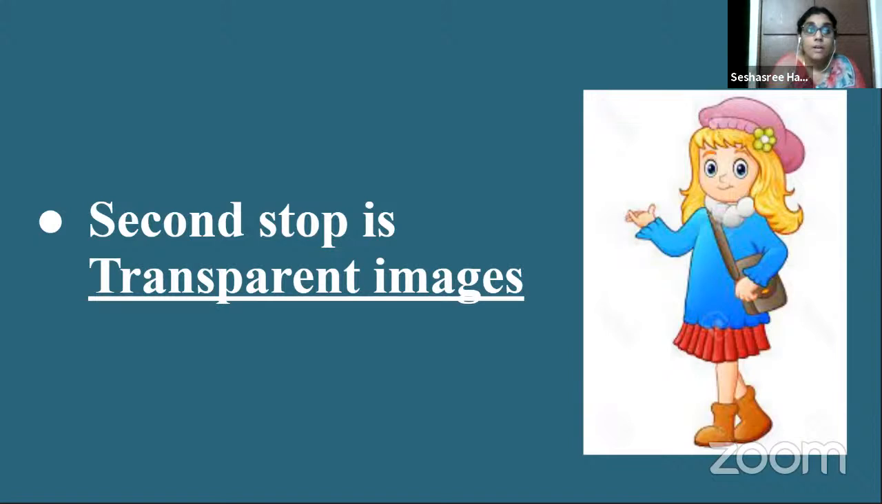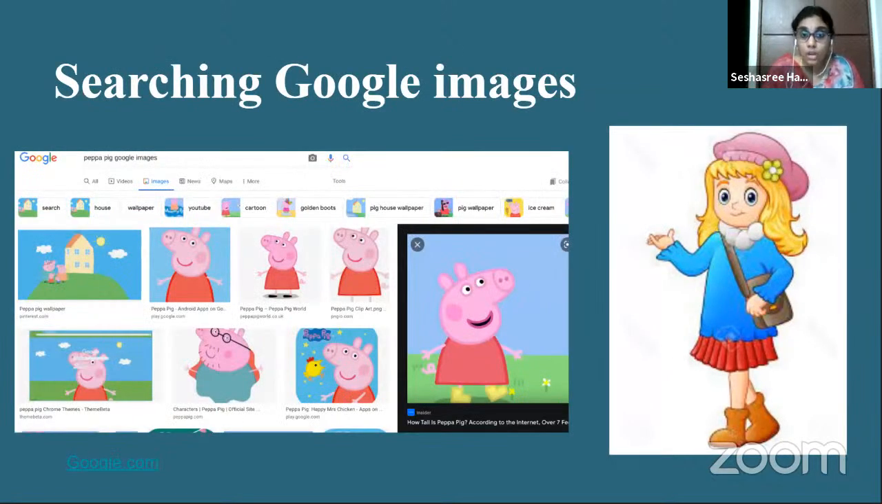Let's see. So the second stop is the transparent images. So why did this transparent images come into my mind? It's not my idea, it's my brother's idea. What happened is when I was searching in Google for the Peppa Pig, there are different images which I had seen in that game or in the cartoons. Like there is a sky background or the garden background or the house background or a chick background. So there are many other backgrounds when I searched in Google Images the Peppa Pig.